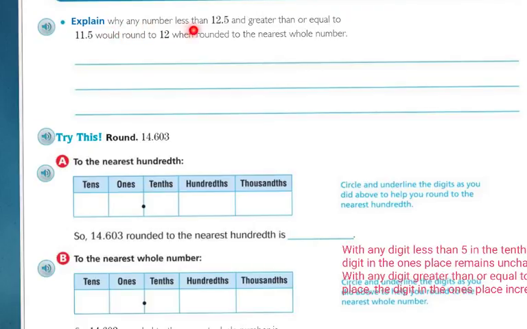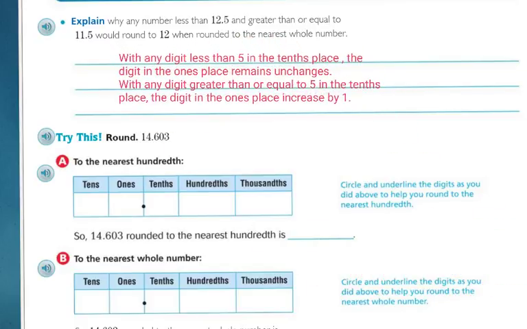Explain why any number less than 12.5 or 12 5/10 and greater than or equal to 11 5/10 would round to 12 when rounded to the nearest whole number? The answer is, with any digit less than 5 in the tenths place, the digit in the ones place remains unchanged. Should say unchanged, not unchanges. Sorry about that, guys. With any digit greater than or equal to 5 in the tenths place, the digit in the ones place is increased by 1.